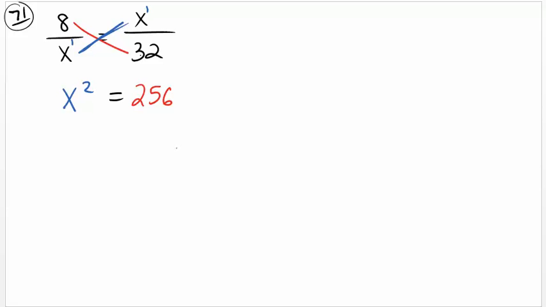We've done a couple problems like this. We've talked about that to get rid of the squared on the x, we need to do its opposite. To undo a squared, we do the square root. So I'm going to square root the left side and the right side. Squared and square root cancel, so we get x equals, and the square root of 256 is 16.